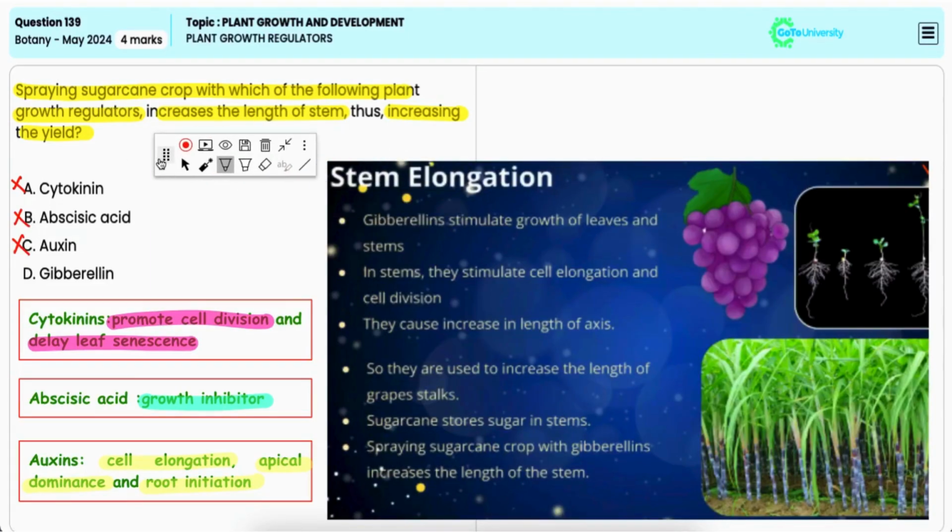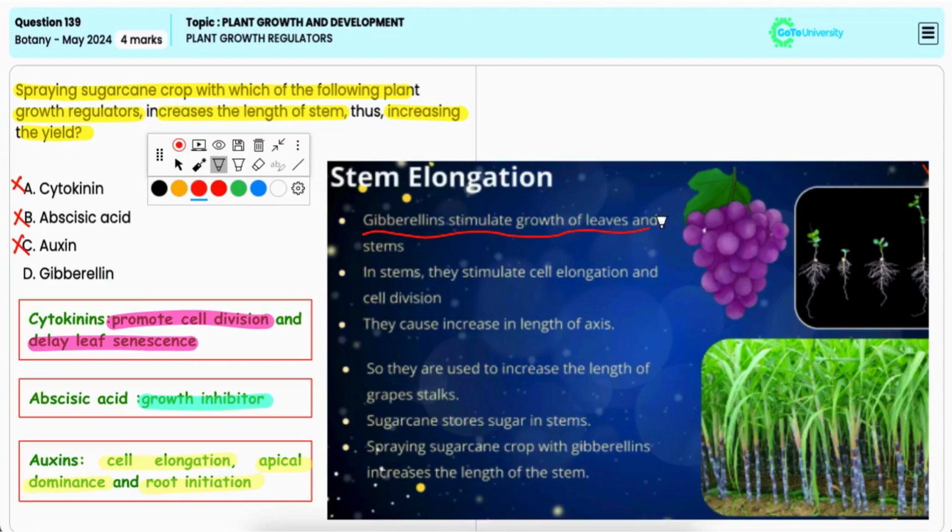Now, gibberellins are known to promote stem elongation by stimulating cell division as well as elongation. And sugarcanes store carbohydrates as sugar in their stems. So, spraying sugarcane crops with gibberellins increases the length of the stem, thus increasing the yield. Hence, it is the correct option.